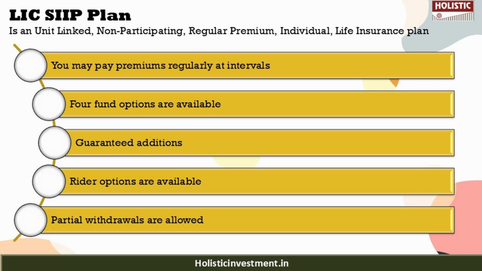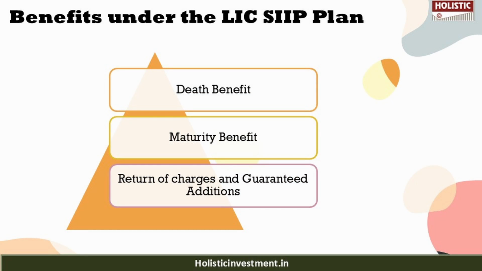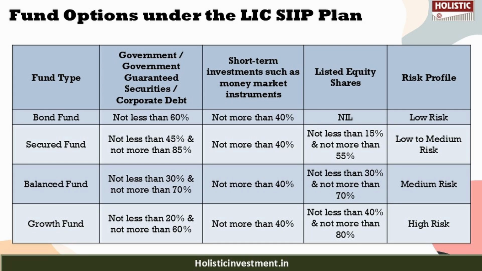Some of the key features of the policy are: you may pay premiums regularly at yearly, half-yearly, quarterly or monthly intervals. There are 4 fund options available for investment, and guaranteed additions are also added to the fund value. There are rider options available, and partial withdrawals are allowed only after the lock-in period. There are benefits like death benefit and maturity benefit, and they also give you additional benefits like refund of your mortality charges and guaranteed additions. If you want to know more about these aspects of the policy in detail, you can refer to the policy brochure for reference.